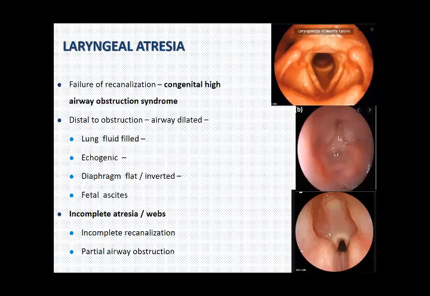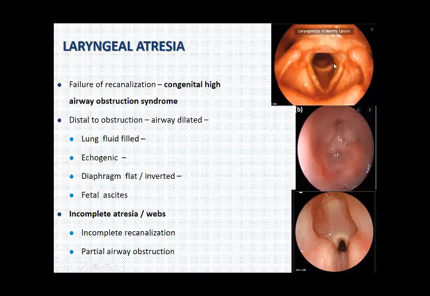Okay, now what goes wrong during the development of the larynx? Several things might go wrong. Laryngeal atresia. This is what you see in a normal larynx: the vocal cords, and these are the folds, and this is the opening of the larynx. The vocal cords, the opening of the larynx, and you can see its cartilage.